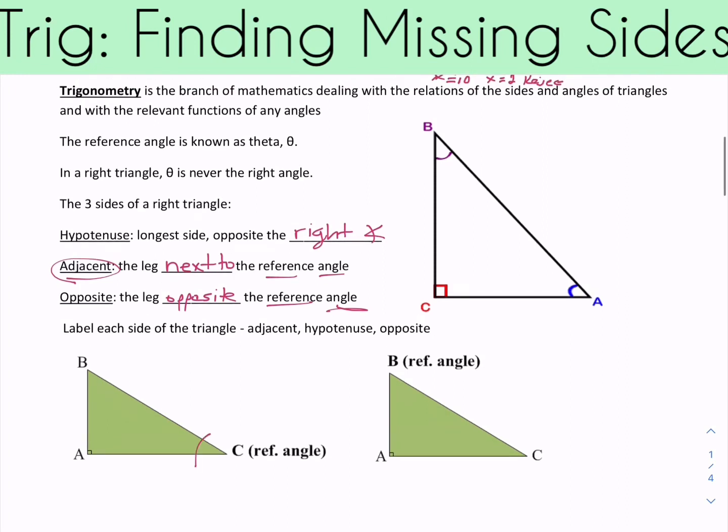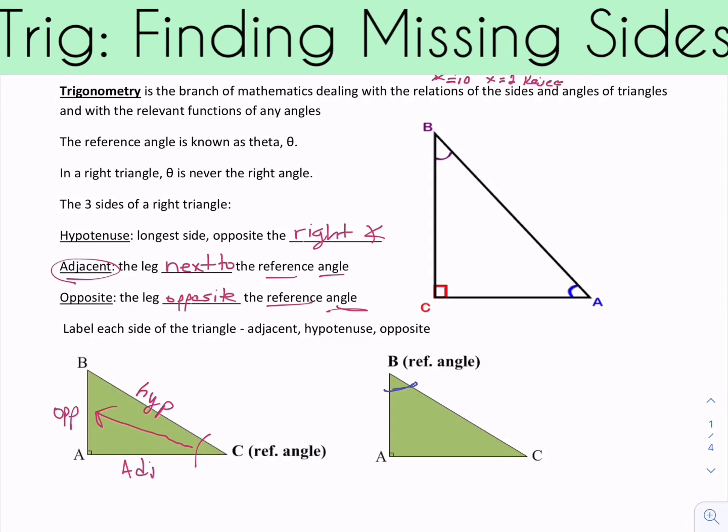If C is our reference angle, then this across from the right angle is our hypotenuse. The leg that's next to angle C is our adjacent. And the side that is across from our reference angle is our opposite. Go ahead and pause the video and see if you can do it on the other shape. Now our reference angle in the other shape is going to be a little different. It's going to be up here at B.